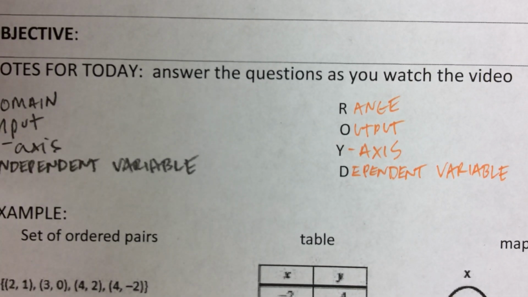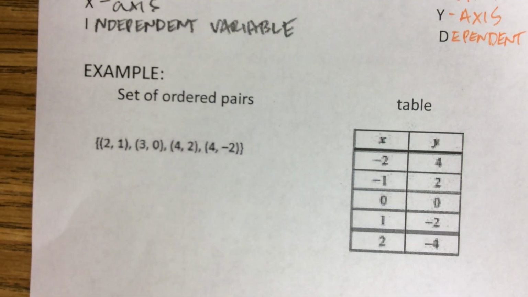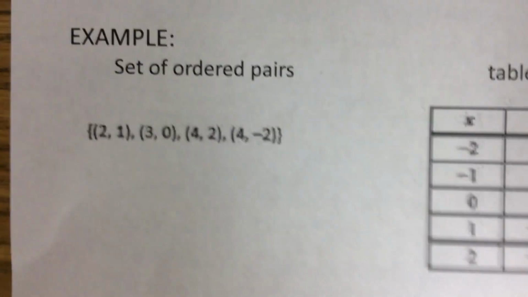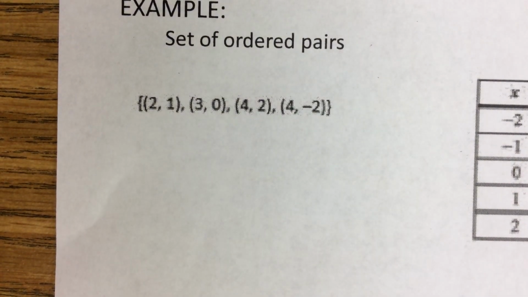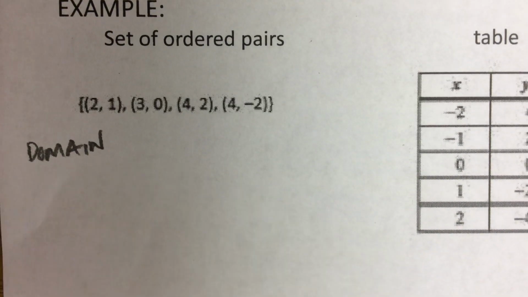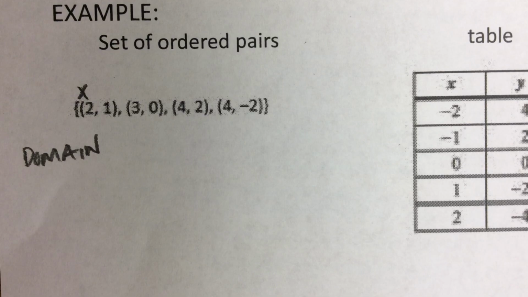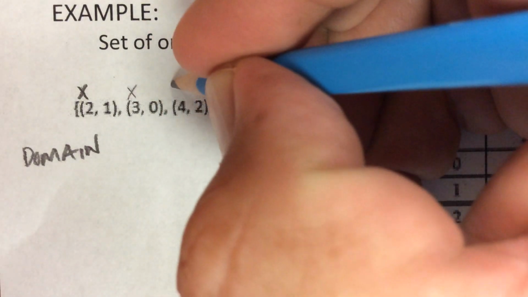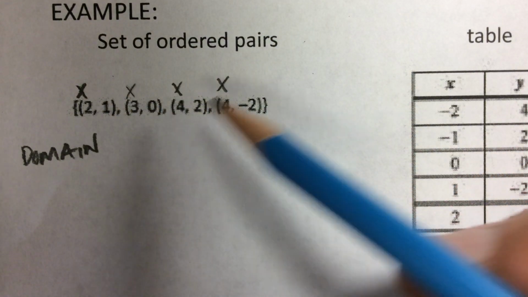First, I want to start with a set of ordered pairs. With a set of ordered pairs, we just have a certain amount of numbers. And all you want to do is list the x and the y values for each one, for the domain and for the range. So for the domain, I'm going to take all of my x values. The x values are the first number in the set of ordered pairs. So the first number in the parentheses, each one of those is my x. So I can see I have a 2, a 3, a 4, and a 4.